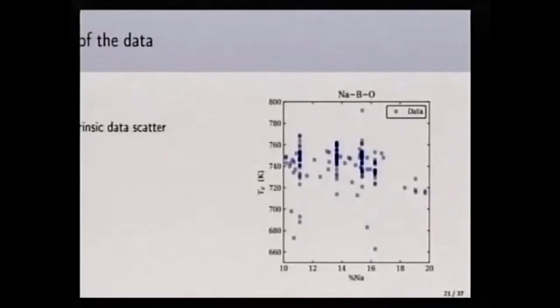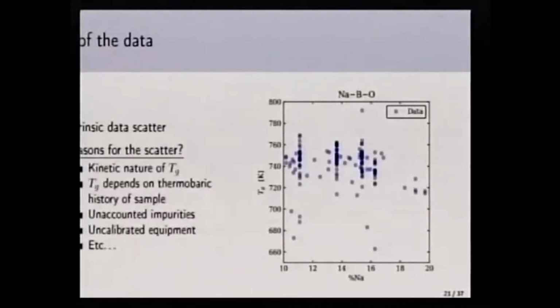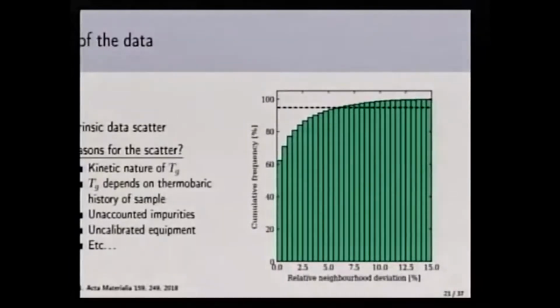If I zoom in here from 10 to 20% of sodium, you can see that there are regions with more or less 100 degrees of difference in the glass transition temperature. So that is a lot. We have a database with a lot of scatter, right? And there are many possible reasons to explain this. I will not get into the details, but bottom line, we have a very sparse data set, and we need to work with it. So before we move on, we wanted to quantify this scatter.